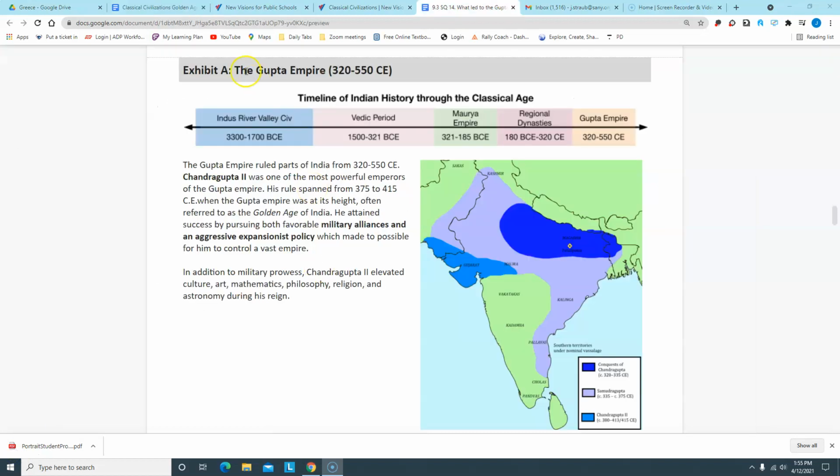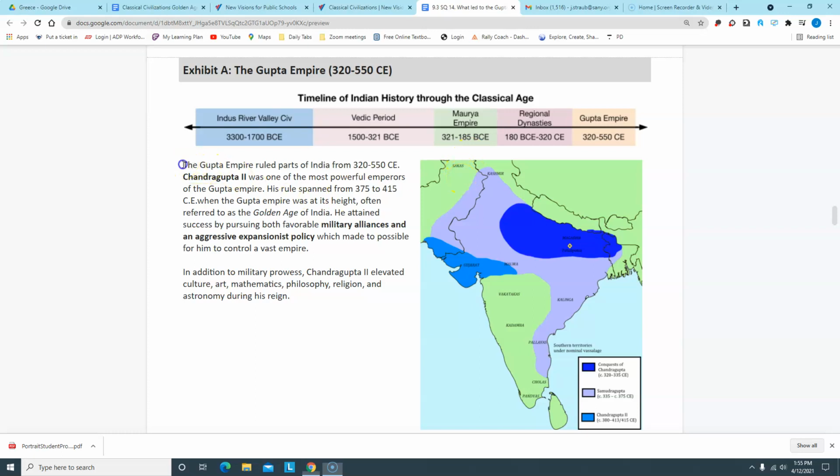All right, so with Exhibit A of our museum, the Gupta Empire from 320 to 550 CE. So what we're looking at here is a timeline of Indian history through the classical age. Over on the left, we already know this. We are experts at the Indus River Valley because that was part of our ancient civilization. We've talked about that. Now, even though we have not talked about the Vedic period, the Maurya Empire, or the regional dynasties, we're kind of jumping ahead to the Gupta Empire because it is so significant. That's not to say that these three in the middle here are not important.